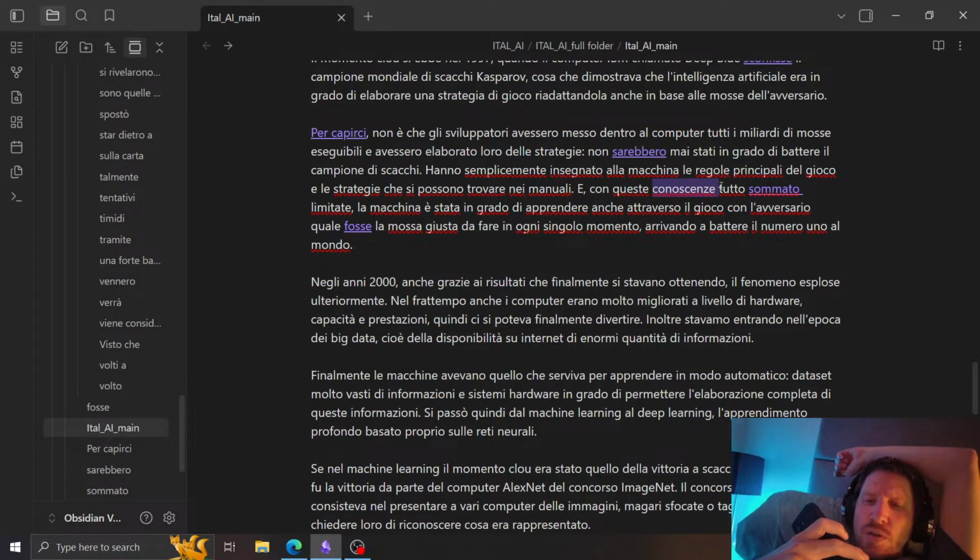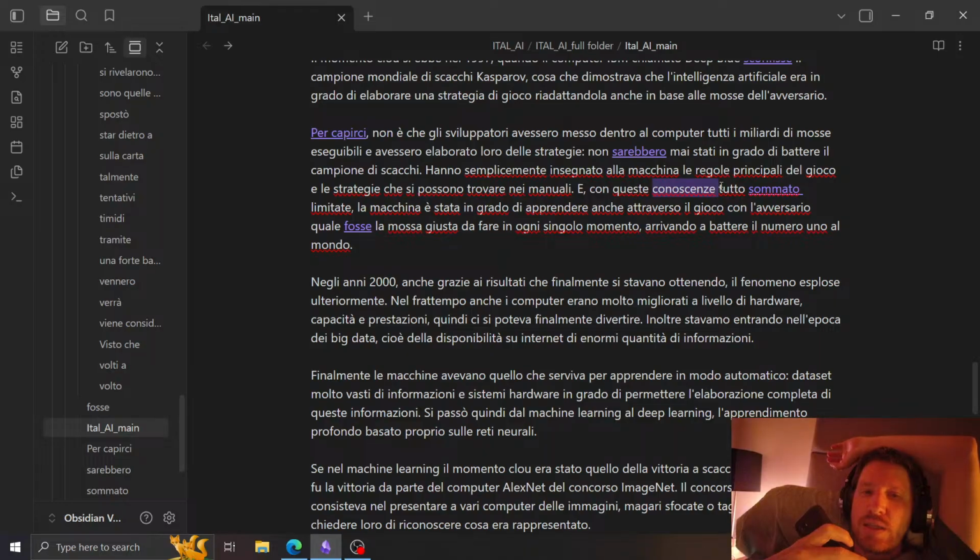Okay, so remind me again. Con queste conoscenze, tutto sommato limitate, la macchina è stata in grado di apprendere anche attraverso il gioco con l'avversario quale fosse la mossa giusta da fare in ogni singolo momento, arrivando a battere il numero uno al mondo. The beginning where it says "e con queste conoscenze tutto sommato limitate," etc. What does that mean?